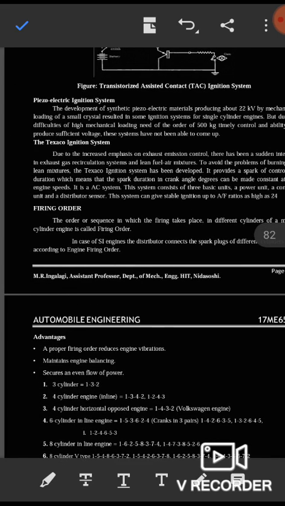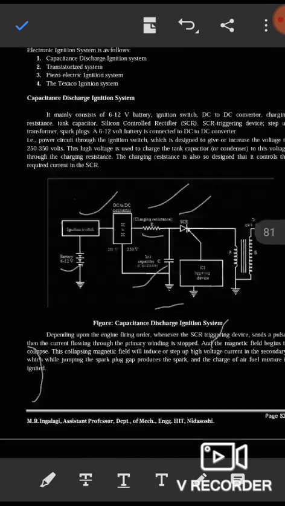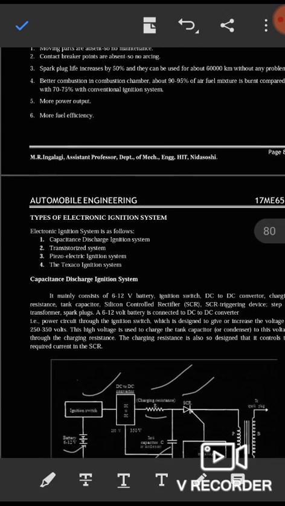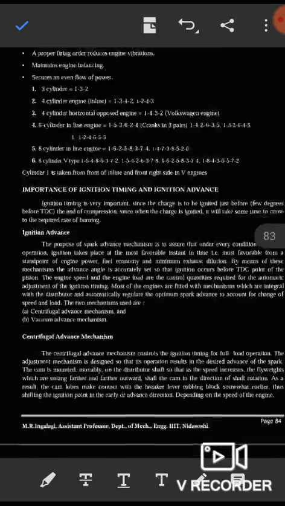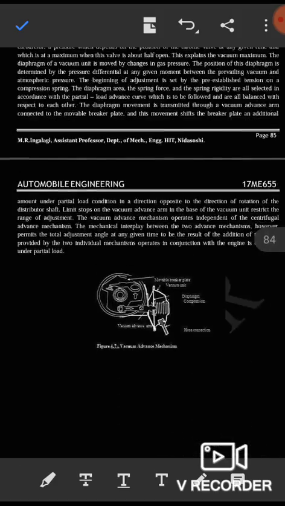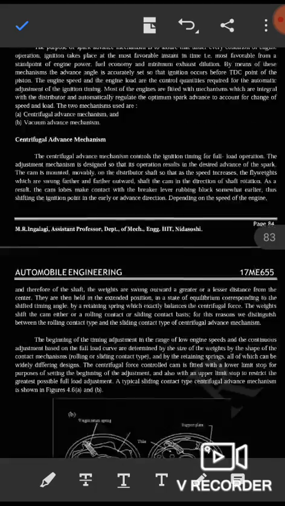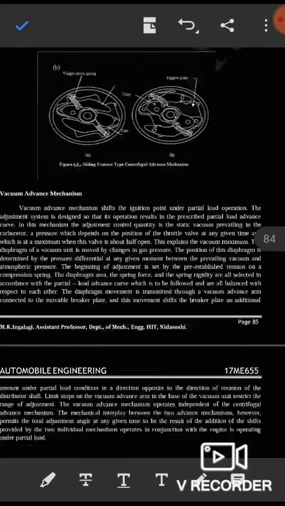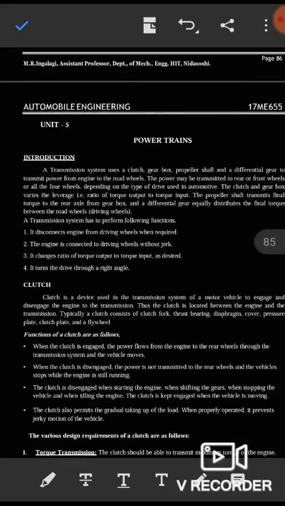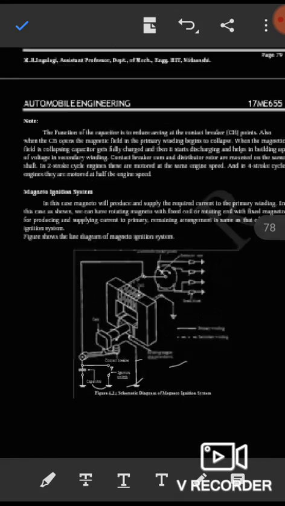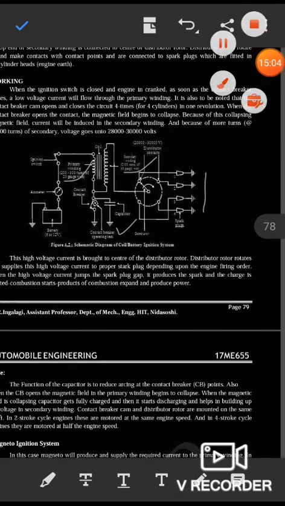Likewise, the piezoelectric ignition system and the Texaco ignition system will work. So this is about the types of ignition system.